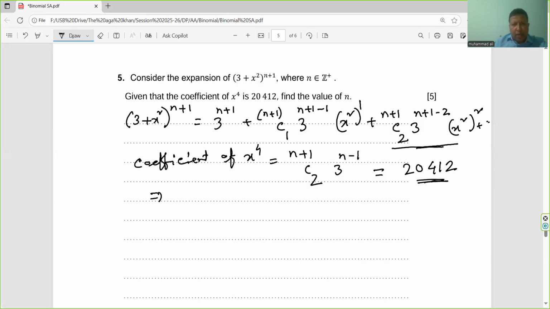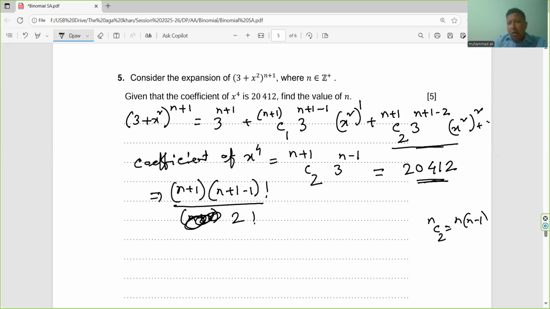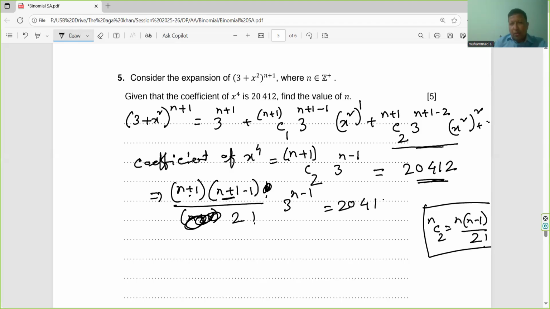Now if I expand these things, we will get (n+1)! divided by (n−1)! 2!. If we remember the formula, nC2 means n(n−1) divided by 2 factorial. So it will be n(n+1) divided by 2, times 3 to the power n − 1, equals 20,412. Now the minus 1 and plus 1 cancel, so the upper side is n + 1, and 2 factorial means 2.